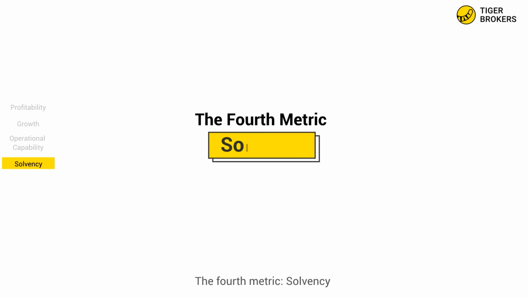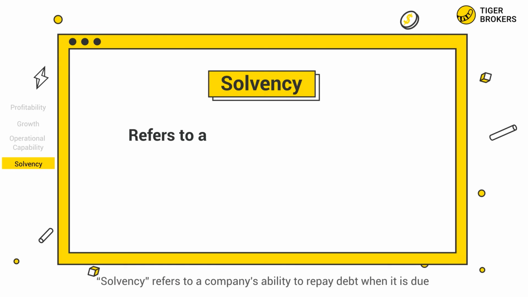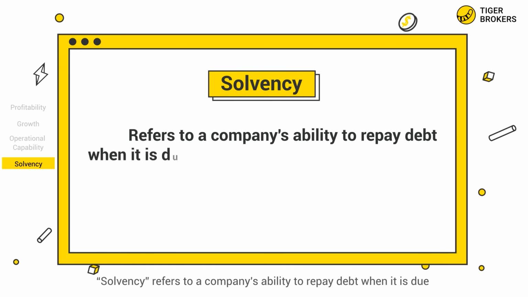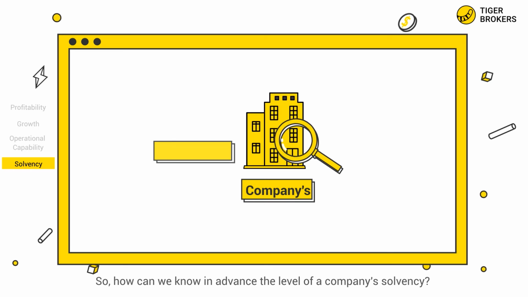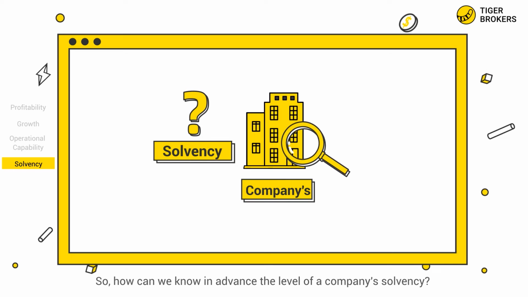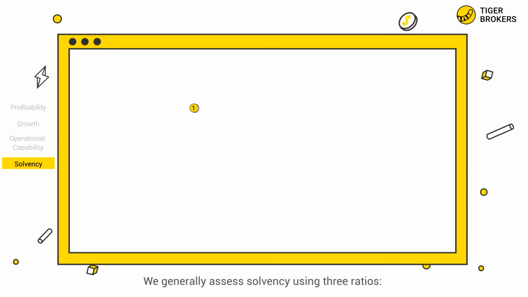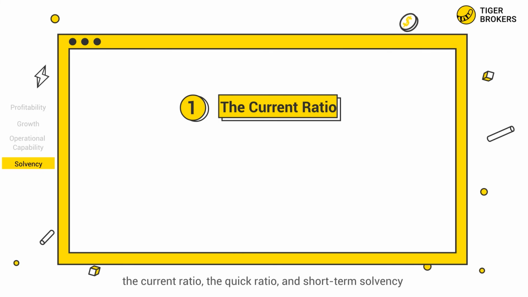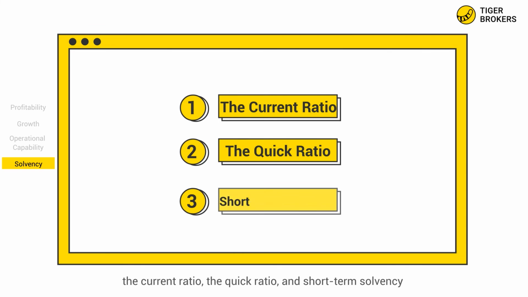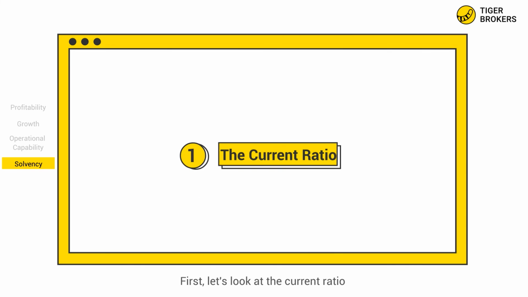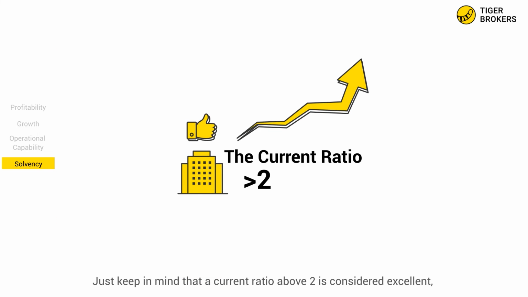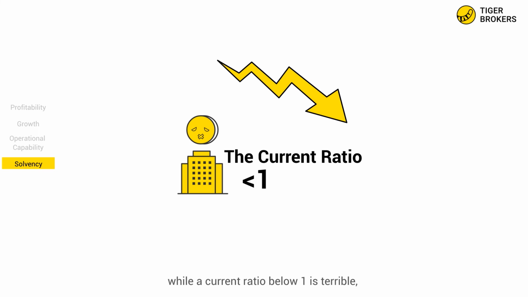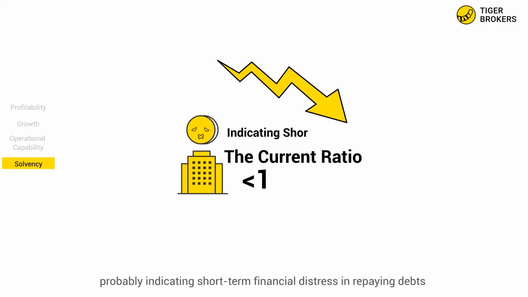The 4th metric, solvency. Solvency refers to a company's ability to repay debt when it is due. If it can't, it's a red flag. So, how can we know in advance the level of a company's solvency? We generally assess solvency using 3 ratios: the current ratio, the quick ratio, and short-term solvency. First, let's look at the current ratio. Just keep in mind that a current ratio above 2 is considered excellent, while a current ratio below 1 is terrible, probably indicating short-term financial distress in repaying debts.